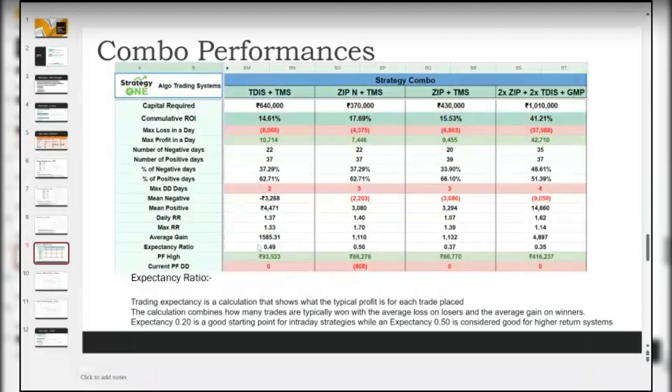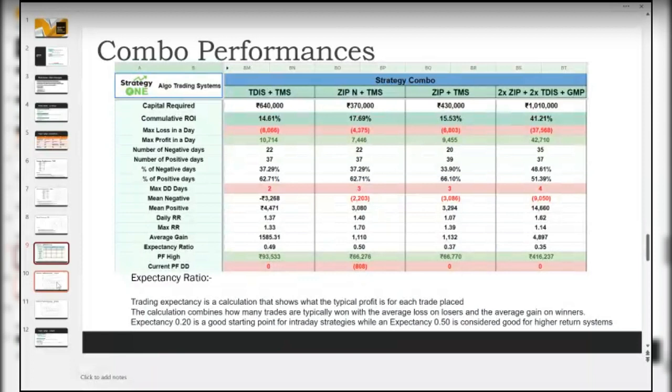So this is how we can manage our portfolio by deploying different kinds of strategies, and we are giving this data upfront to you. You can play with any of this data. You will understand what it can give you and how it will help you in managing your portfolio.